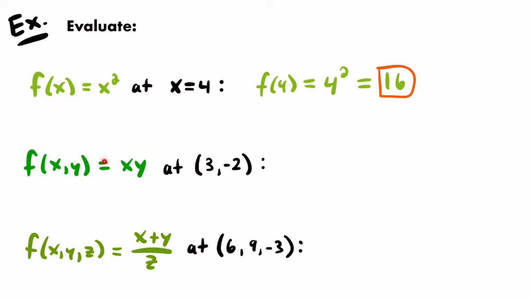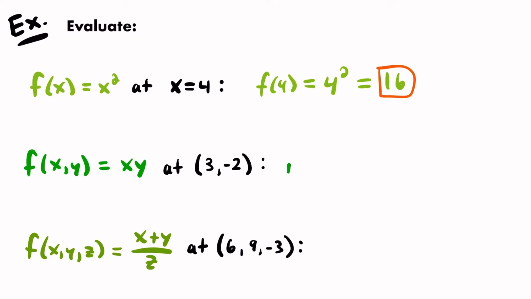But what if we have a function of two independent variables? In this case, f of x, y equals x times y. Specifically, we want to evaluate it at 3, negative 2. What this means is 3 is the value of x and negative 2 is the value of y. That's what we are going to plug into this multivariable function.